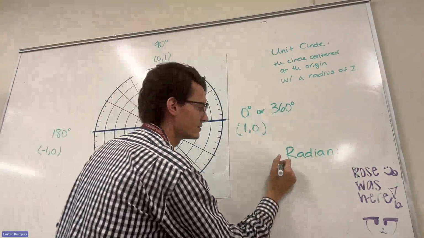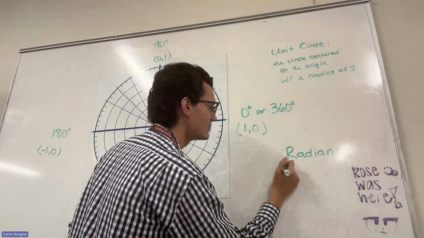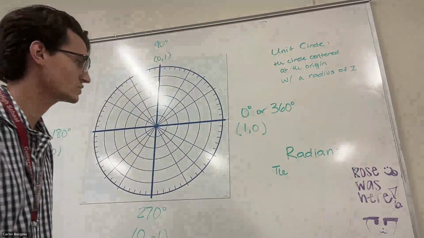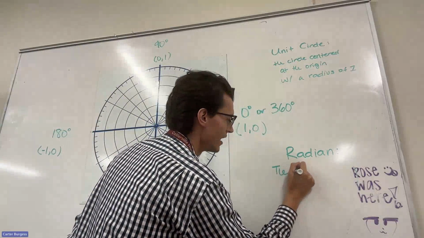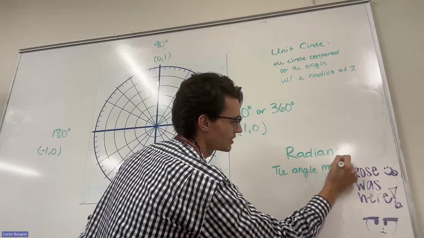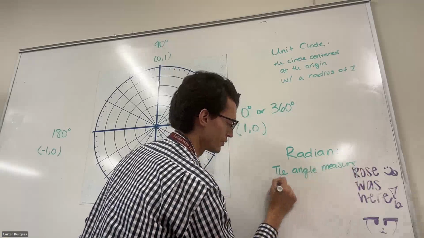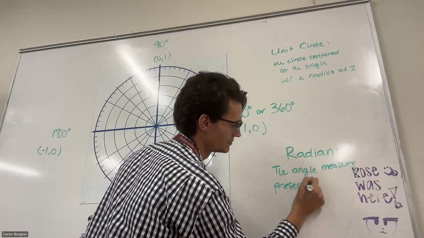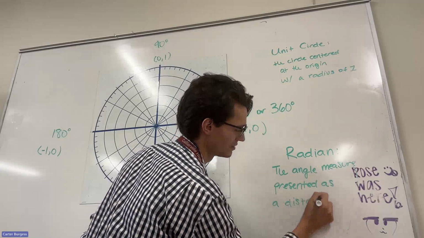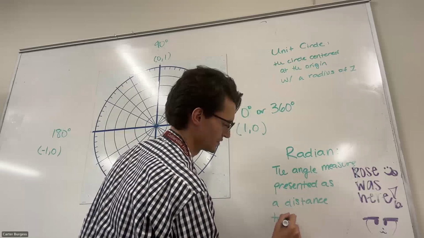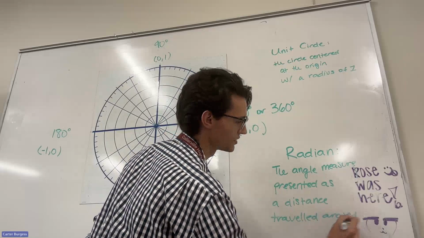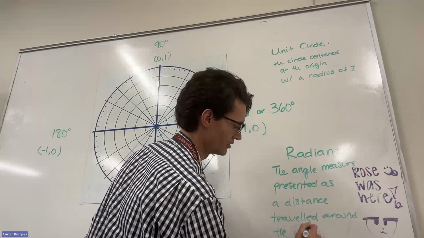So the radian, or the radian measure, we're going to say is the angle measure presented as a distance traveled around the unit circle.